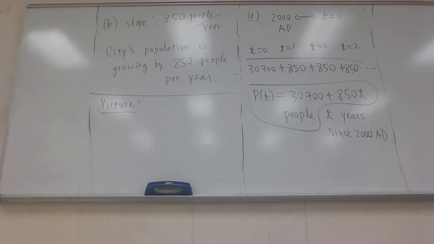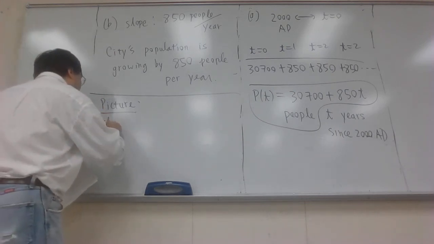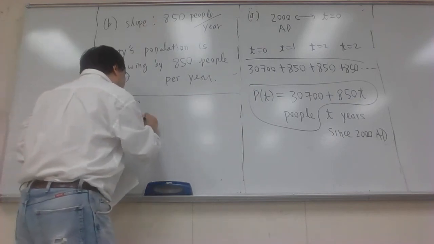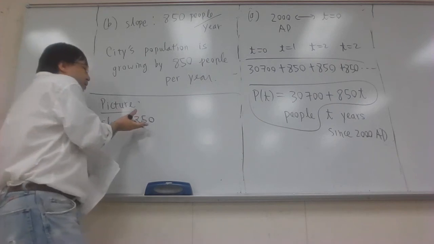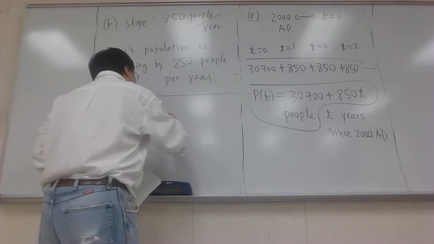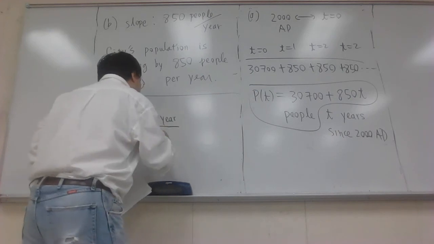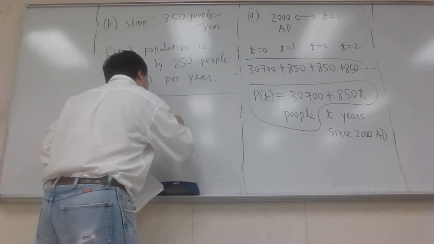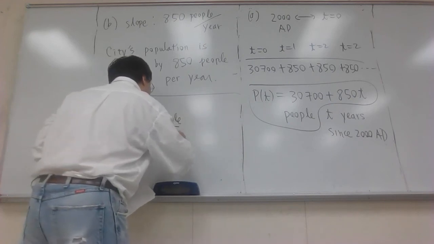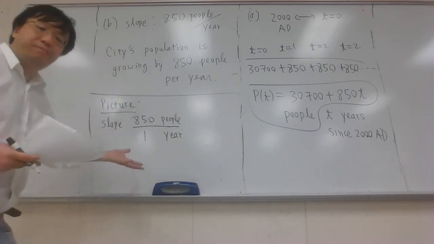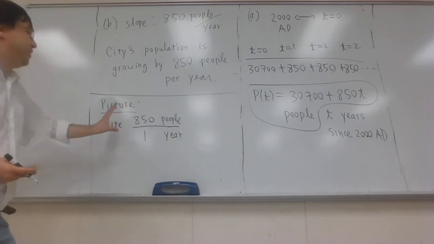Okay, so here's the intuition. What's the slope? The slope is 850. You can think of 850 as 850 over 1. The top is in units of people, and the bottom is in units of years. So the slope is 850 people over 1 year.